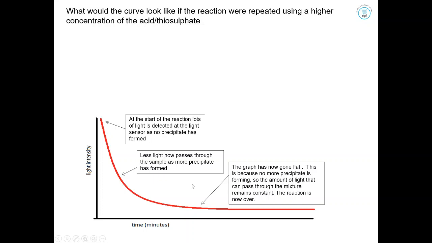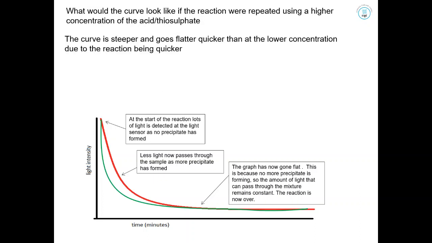What would the curve look like if we used a high concentration of the acid? High concentration, more particles per unit volume, more successful collisions per second. So we'd expect our curve to be steeper.